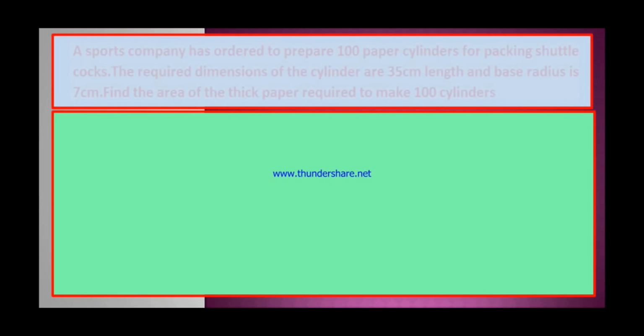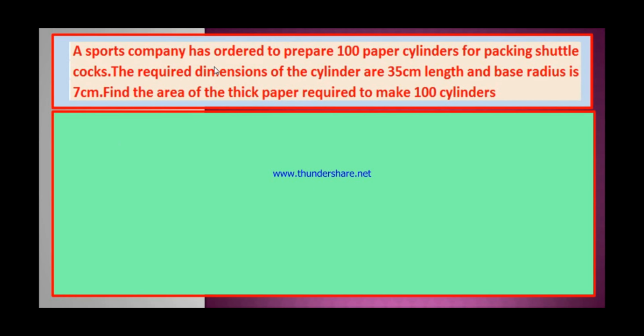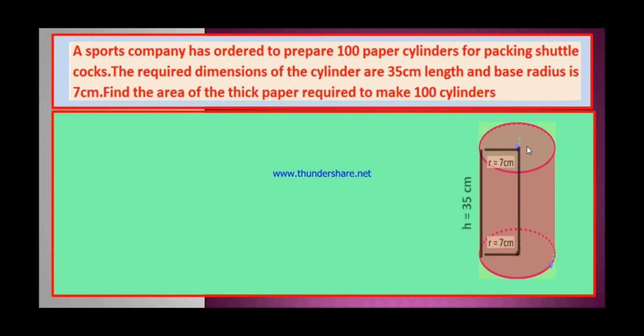Let us go to the solution. Yes, this is the question, and for this question, let us draw a diagram. The diagram is a cylinder. We have to form 100 cylinders. This is the actual height of the cylinder, which is equal to 35 centimeters, as given in the question, and the radius is equal to 7 centimeters. Again, the cylinder base is in the shape of a circle. The radius of the base is 7 centimeters and the height of the cylinder is 35 centimeters.